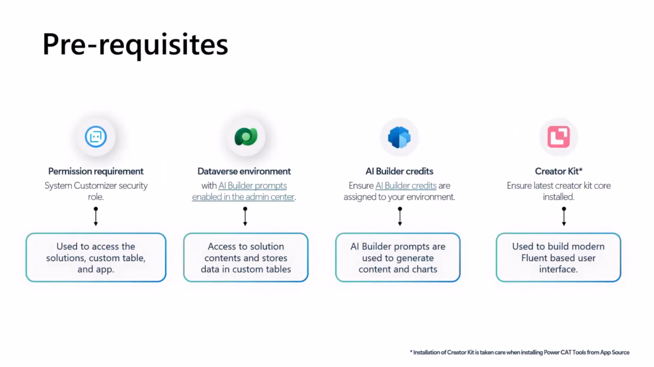The prerequisite for this tool is that you should have the system customizer security role as the bare minimum, because to get the maximum benefit of this PowerCat tool, there are instances where you would need to analyze security roles. So you should have this role as a bare minimum. There should be AI Builder prompts enabled in the admin center. You need to have a required amount of AI Builder credits for the custom prompts to work. And you would also need to install Creator Kit as a prerequisite. This is not required when you are installing this via AppSource, as this would be done automatically for you.